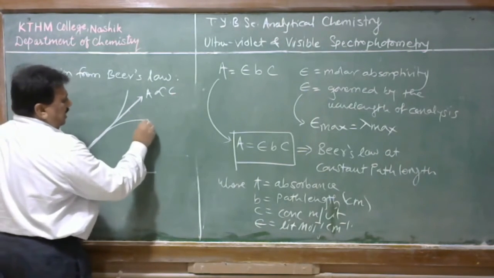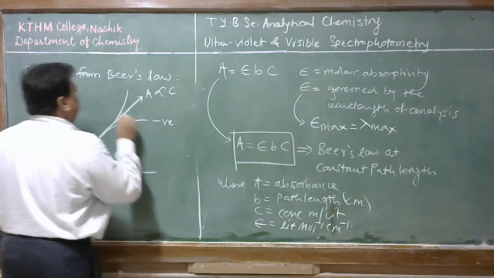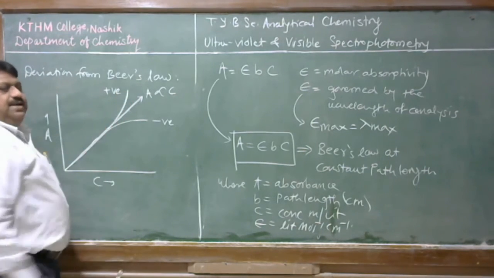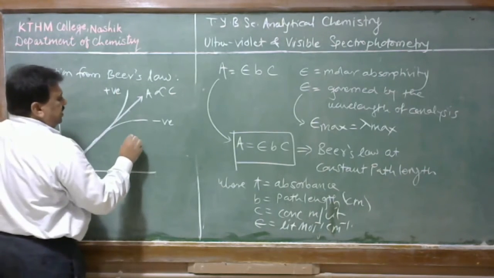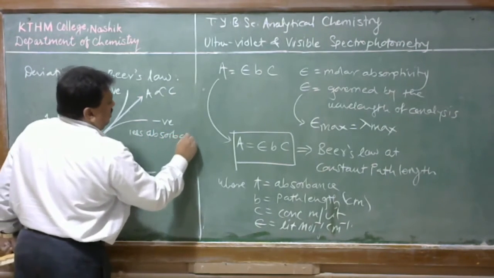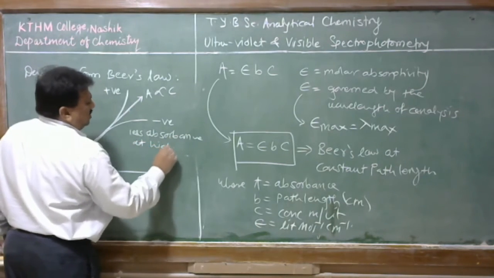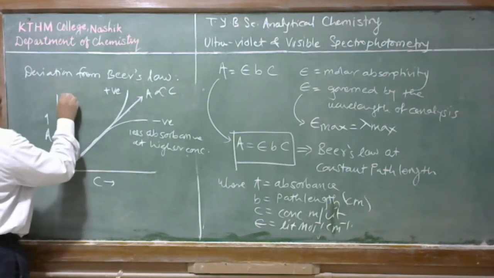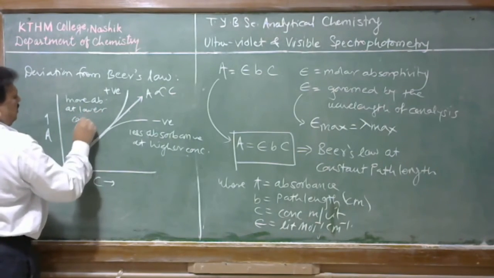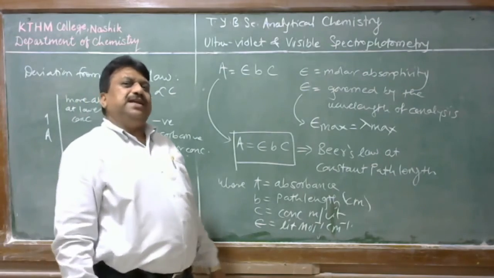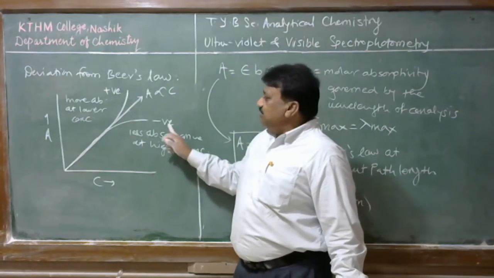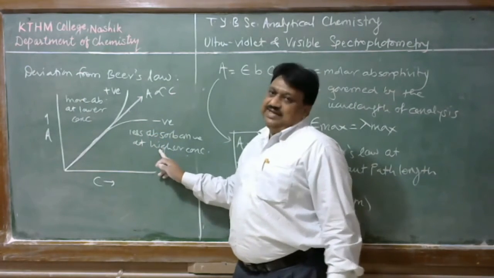But when we have a curve in the downward direction, then it is called negative deviation. And when the curve is concave in the upward direction, then it is called positive deviation. Negative deviation means less absorbance value at higher concentration. And positive deviation means more absorbance value at lower concentration. That means the absorbance value is expected to be small in this case, but it is found to be more, then it is positive deviation. Here the absorbance value should be more, but it is found to be less, that is a negative deviation.